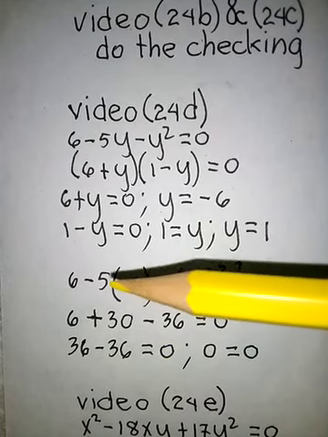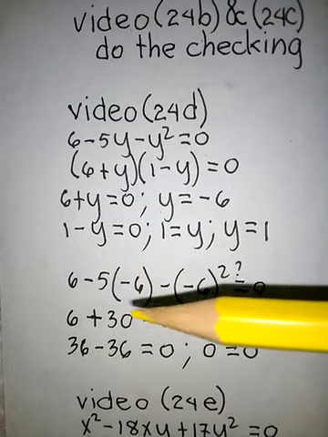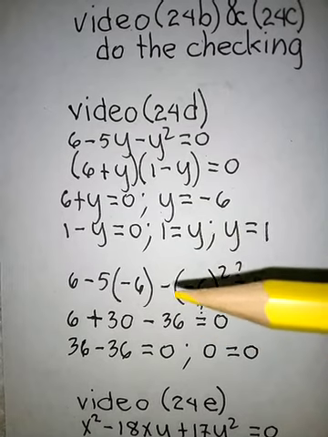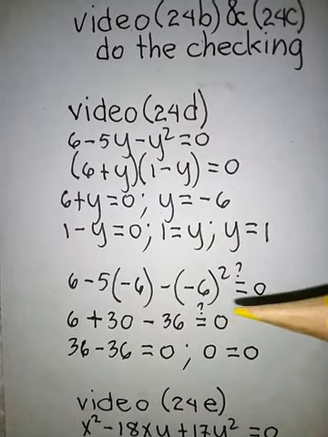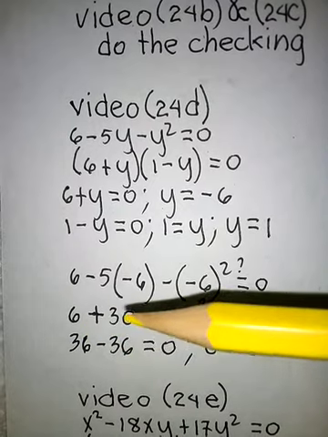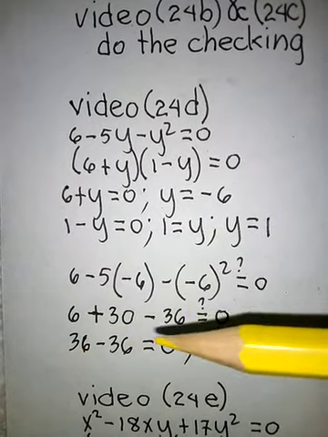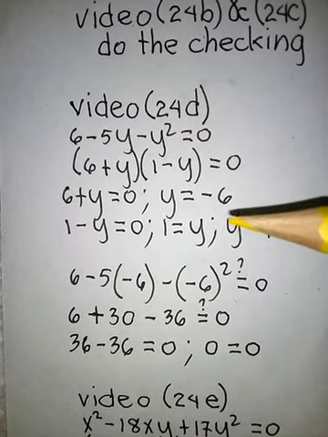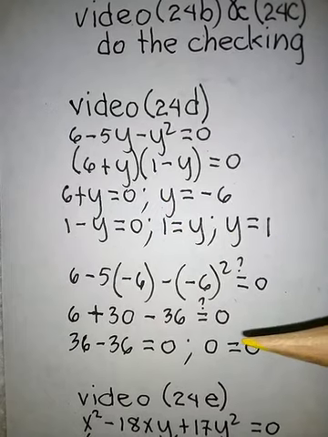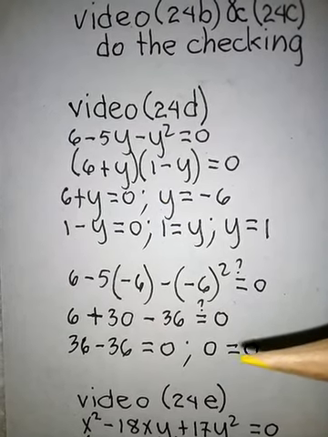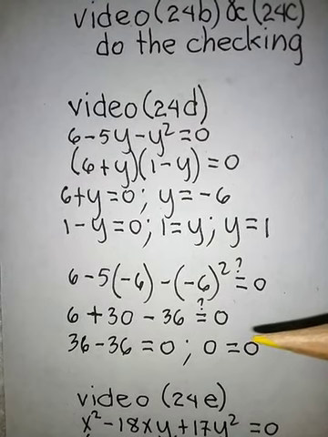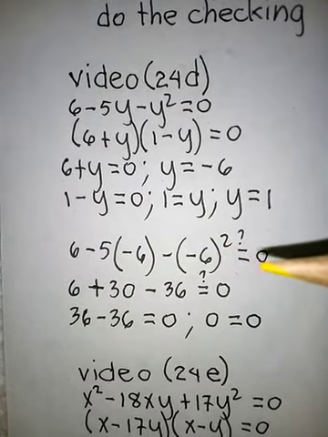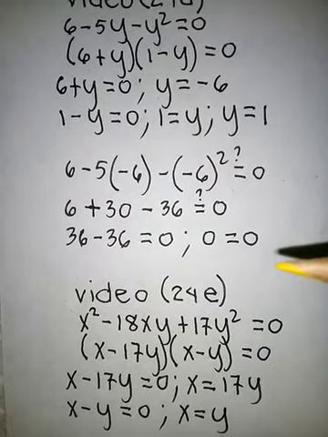So, we have here 6, and then negative 5 times negative 6 is equal to positive 30. And then minus negative 6 squared is 36, and then the sign here is negative. Is this equal to 0? So, we have here 6 plus 30 is equal to 36, and then minus 36 is equal to 0. So, 0 therefore is equal to 0. So, that means that the factor 6 plus y is correct. And then, I leave to you to check for the other value, which is y is equal to 1. And then, we have video 24E.